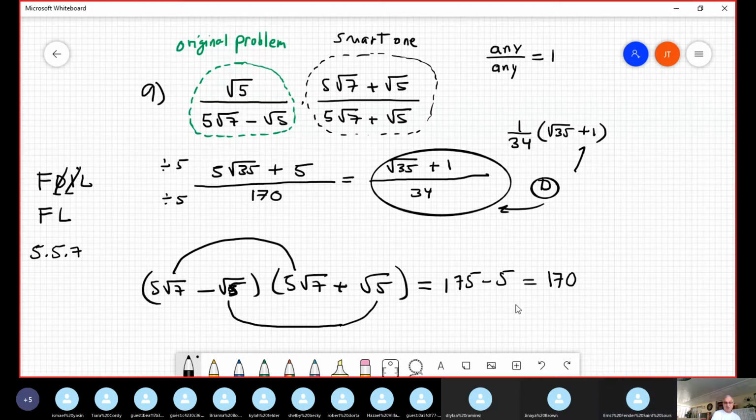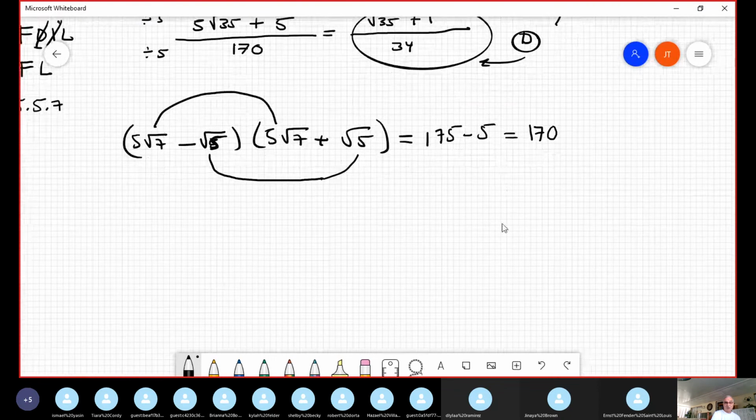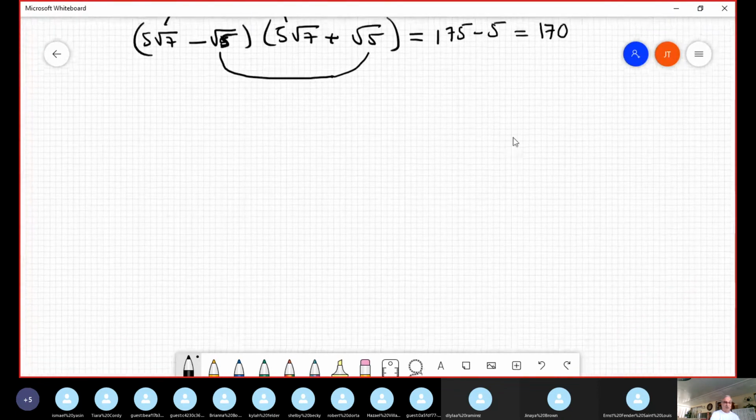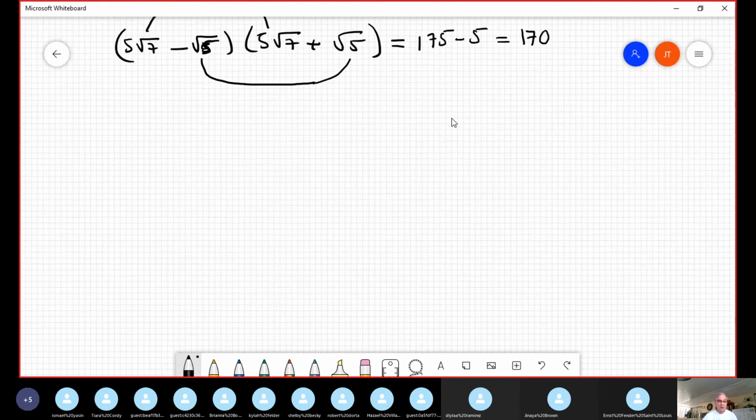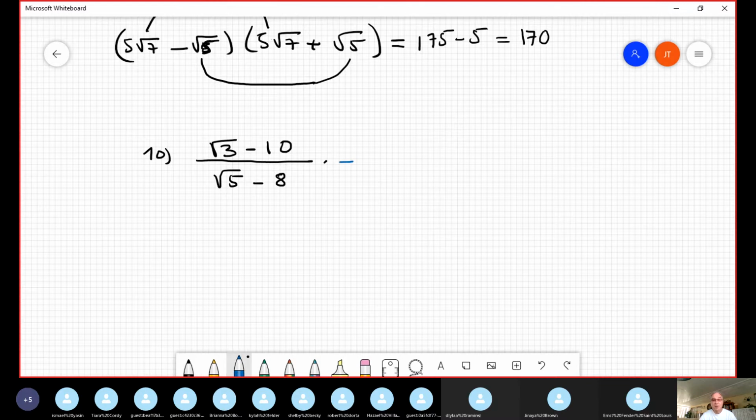Typical question in the final test. Typical question. One more, and that's it for that part. Okay? I'm bored of this kind of problem. And number 10. Number 10 is radical 3 minus 10 divided by radical 5 minus 8. Who helped me to create the smart one, in blue color? What is the smart one?